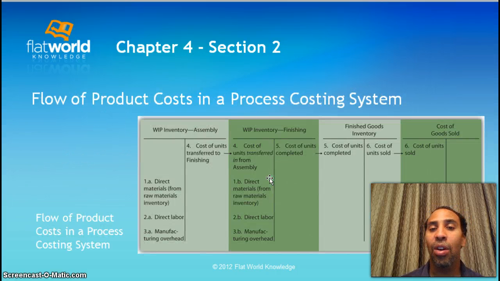So the flow of production costs in a process costing system goes like this: direct materials, right, from raw materials, direct labor and manufacturing overhead comes up here to cost of units transferring to finishing, goes over here to cost of units transferred in from finishing, and then you have 1B down here, direct materials, direct labor, direct manufacturing, cost of units completed, finished goods inventory, cost of units completed, cost of units sold, and then under cost of units sold, it's cost of units sold only, right? So it's just kind of like the little flow that goes on from left to right.